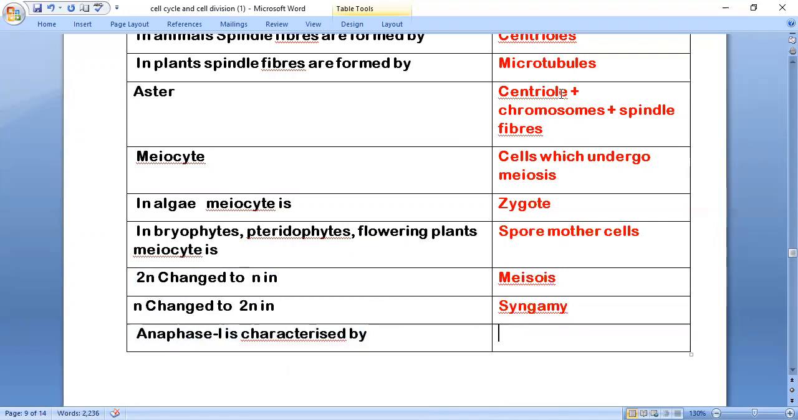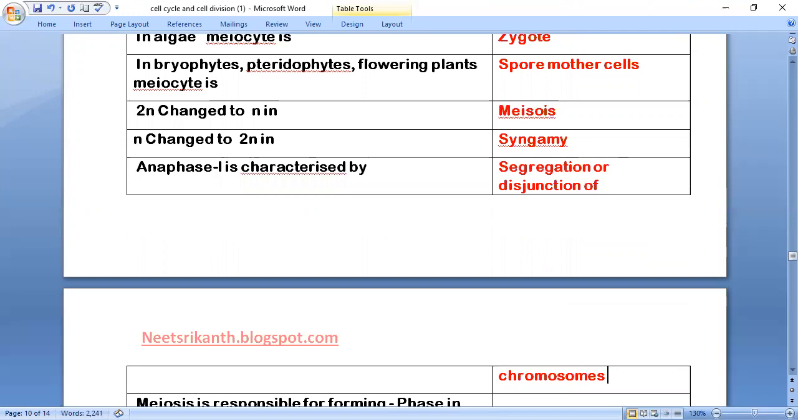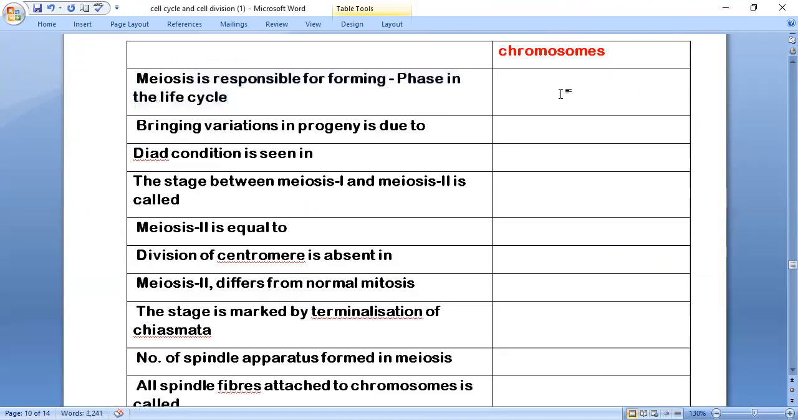Anaphase 1 is characterized by segregation or disjunction of chromosomes. Meiosis is responsible for forming the haploid phase in the life cycle. Bringing variations in progeny is due to meiosis.